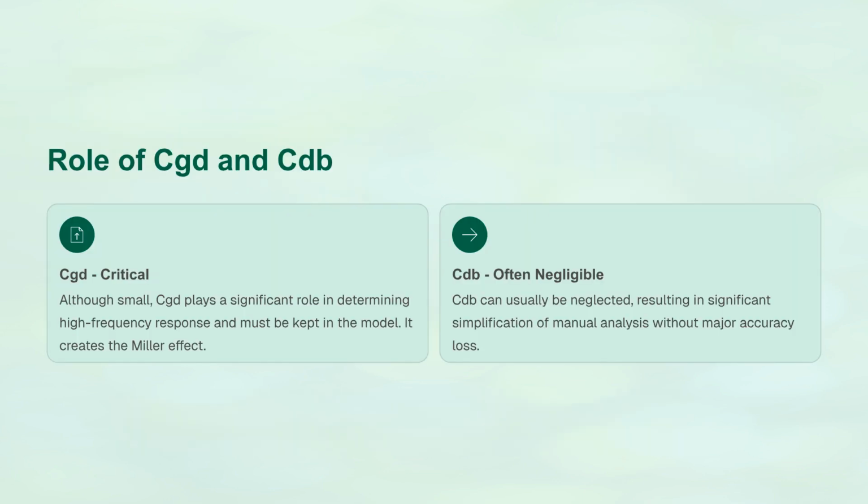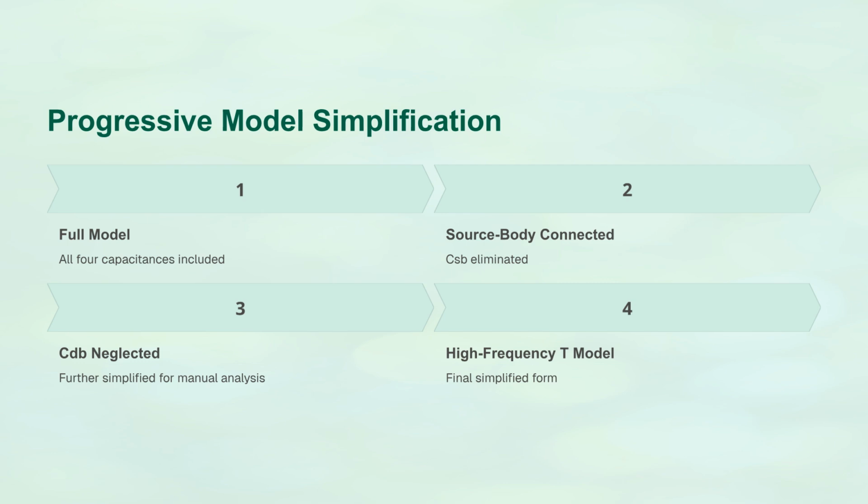CGD is critical and must be kept in the model because it creates the Miller effect, significantly affecting high-frequency response. Conversely, CDB is often negligible and can usually be removed to simplify manual calculations without major loss of accuracy. Model simplification progresses from the full model to the source-body connected model, where CSB is eliminated. Further simplification involves neglecting CDB, leading finally to the high-frequency T model, which is useful for manual analysis.